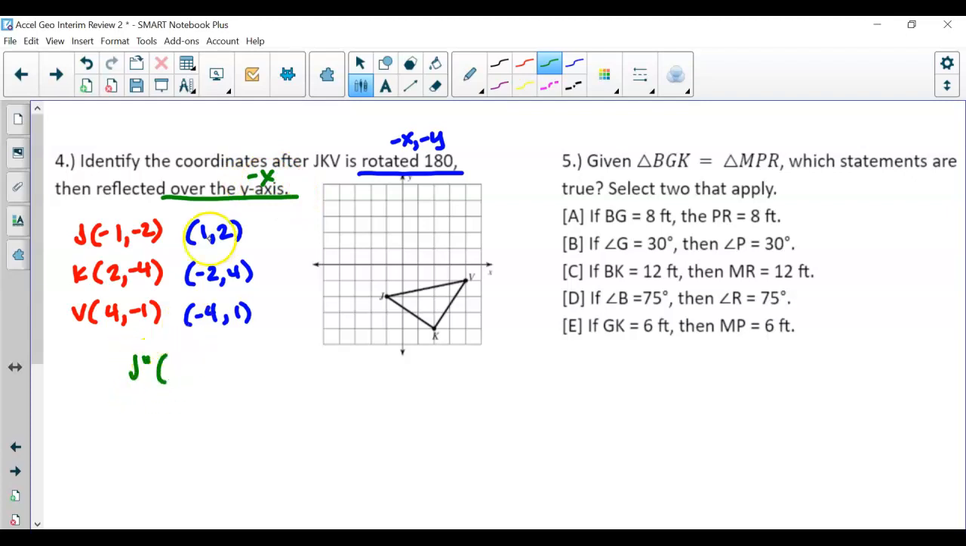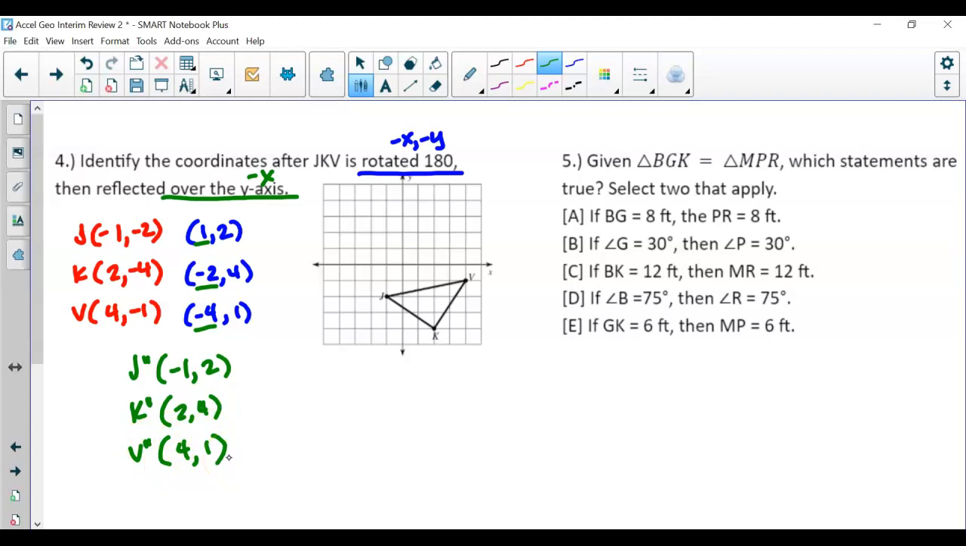So J double prime, we're only focusing on the x coordinate to reflect over the y. -1, 2. K double prime, 2, 4. And V double prime is +4, 1.